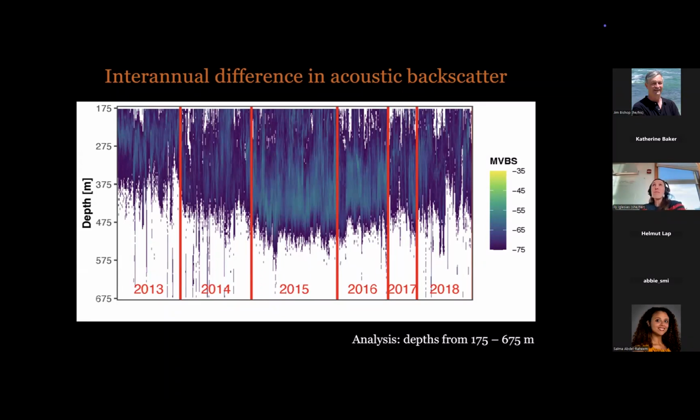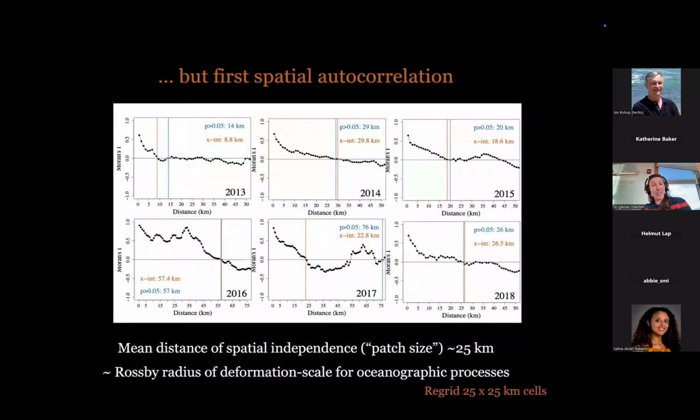But before we could more formally analyze this, we first had to deal with one more caveat of acoustics, which is autocorrelation. Acoustics data are incredible in that you collect high resolution continuous data while underway on the vessel. But one of the drawbacks is that this data has its own inherent spatial autocorrelation. To address this, we calculated Moran's I with increasing distance, which looks at that correlation spatially amongst the data.